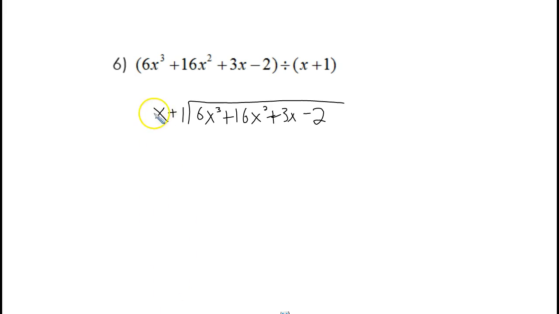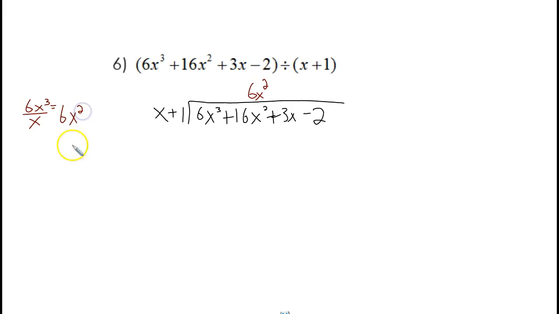Now, x goes into 6x cubed 6x squared times, and I'm going to put that right here above the x squared part. I know because x goes into x cubed x squared times, and if I come off to the side, I can divide this off to the side.